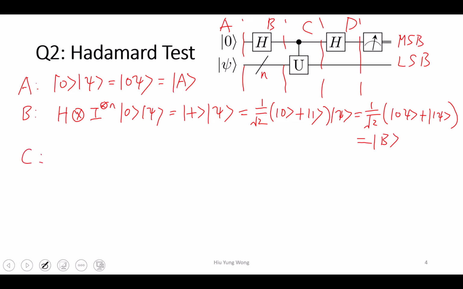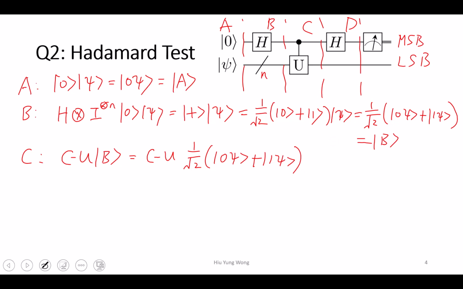So for C, what happened? We apply a control U gate to it. So basically, this is a control U applied to B, right? That is what happened here. Now, it's a little bit complicated. We need to look at this. I still keep control U, but I spell out the B, which is 1 over square root 2 times |0>|psi> plus |1>|psi>. I just copy the results from here to here, right?